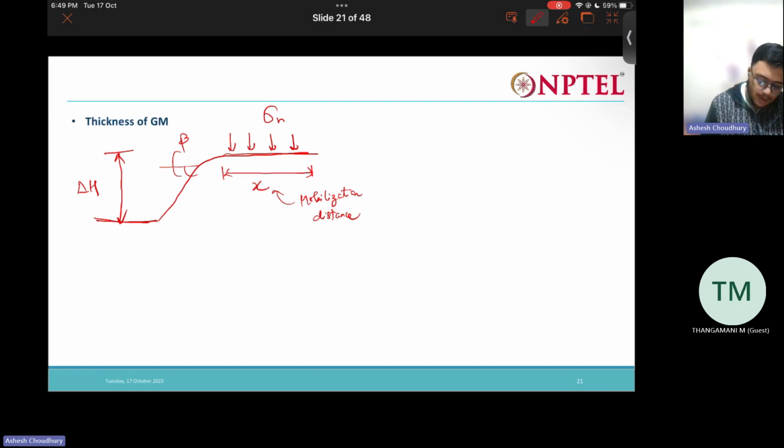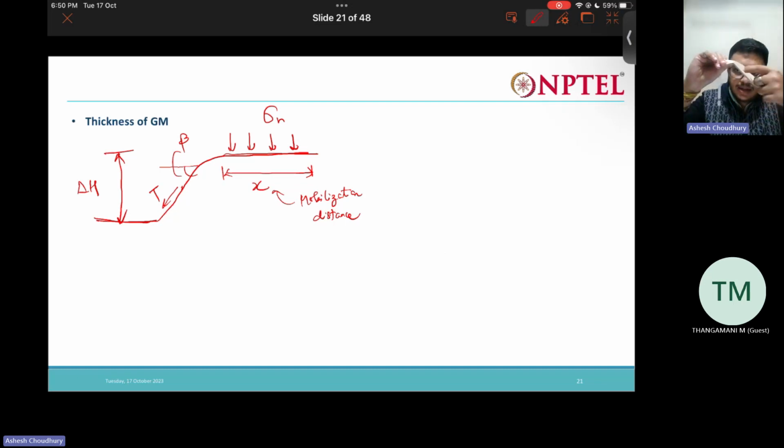So what happens due to the force, actually this tension? There is some tension in the geomembrane, this T. This tension is acting on the geomembrane, right? The geomembrane is laid something like this.